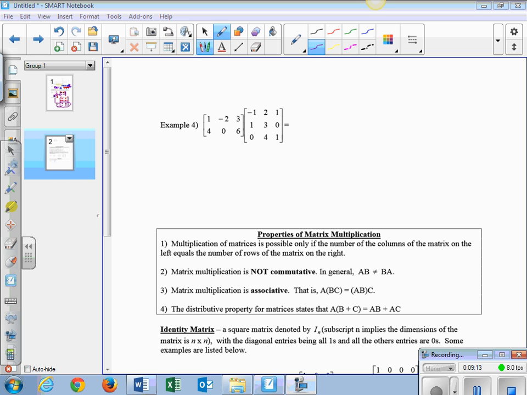Okay, working with example 4, I'm going to once again start with my dimensions. This is 2 rows, 3 columns. This second matrix is 3 rows, 3 columns. Are my middle numbers the same? Yes, they are. So the dimensions of my answer should be 2 by 3, 2 rows, 3 columns.